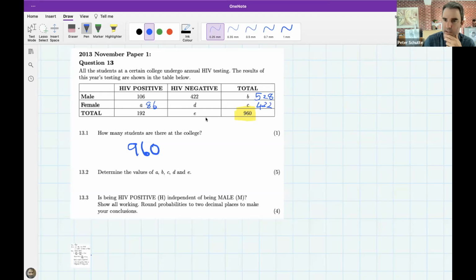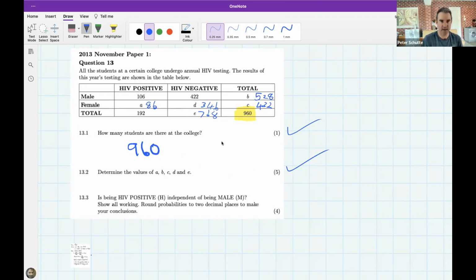For me, how did I get D? I would go 432 minus 86, which is 346. And then for E, we should get 768. Oh, what a pleasure. 1 mark for the first one, 5 marks, 6 marks in the bag, moving swiftly along.